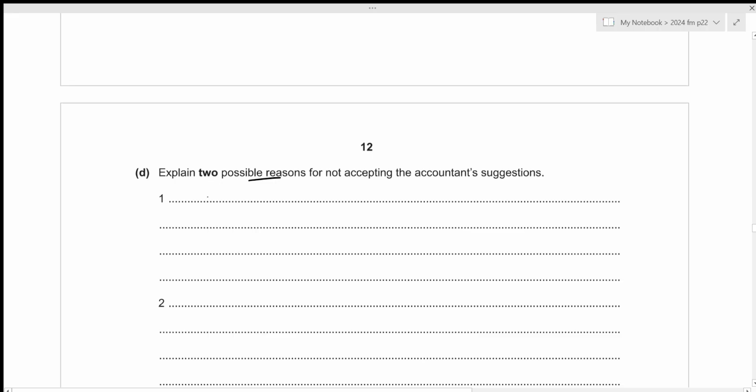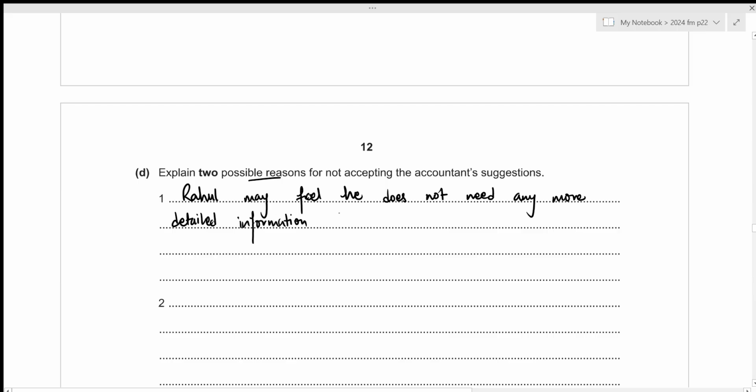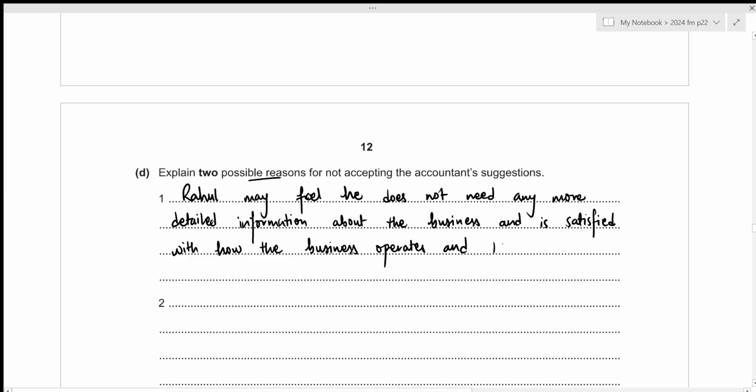Let's write it down. Rahul may feel he does not need any more detailed information about the business and is satisfied with how the business operates, and the rewards he receives.